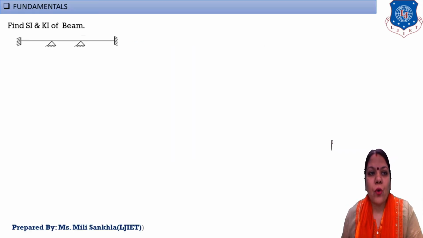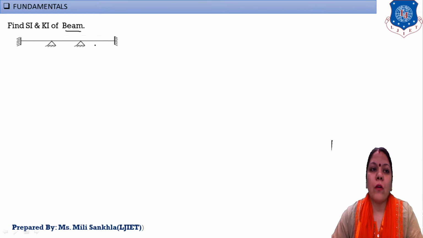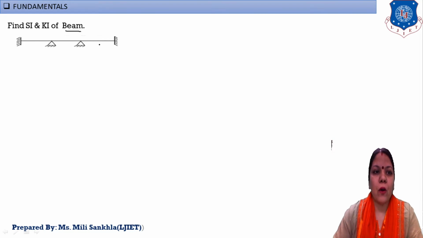Now first of all, in this given data, find out SI and KI for the given beam. Here only the beam is mentioned. If the beam is not mentioned, how do you identify that the given structure is a beam? If only and only a horizontal member is given, simply that is an example of a type of beam. Now first of all find out SI of beam.